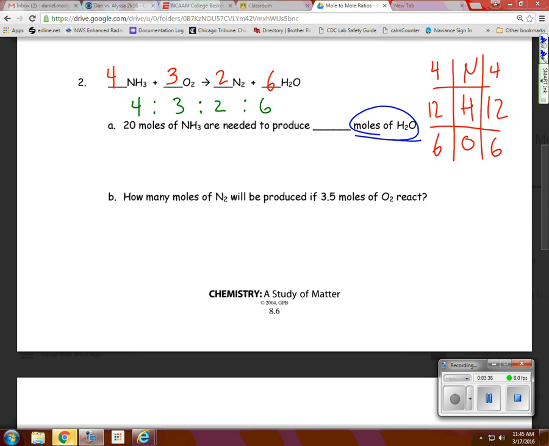We'll start by writing what we're given. That's the first step of the bridge method: 20 moles of NH3. The next step of the bridge method is to write a fraction bar. Mr. Gamboa likes to do boxes, but this is my way of doing it. And then your units. We want to get rid of moles of NH3, and we want to end up with this unit, moles of H2O.